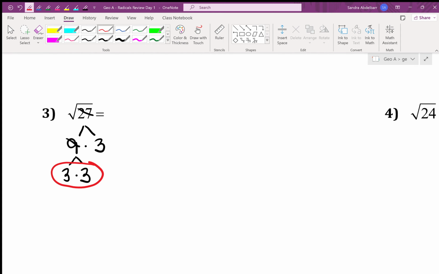What you're going to do is the pair that you circle, I circled 1 pair of 3s, right? Whatever you circle is going on the outside 1 time. Since I circled 1 pair of 3s, there's 1 3 that's going on the outside.